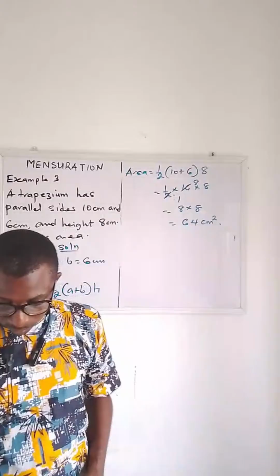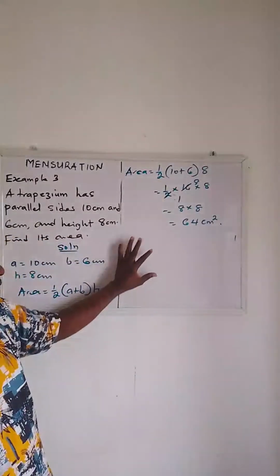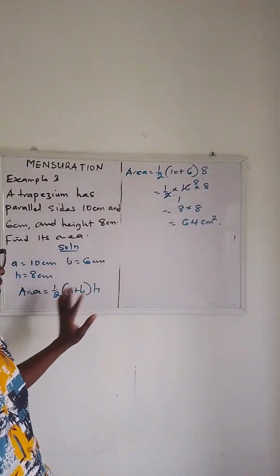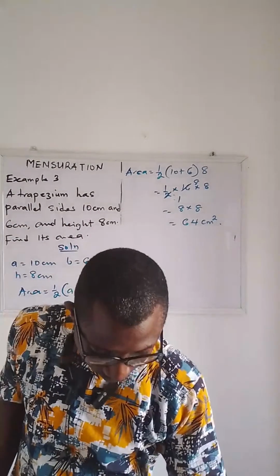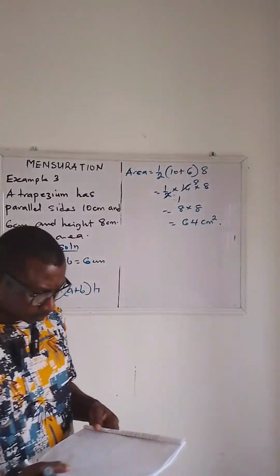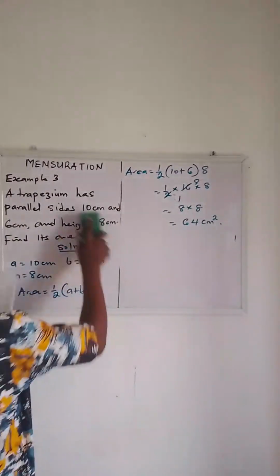I want to believe we all understand that. All we just need to understand is the formula for calculating area of a trapezium. Now let us move further. Let's take this one.